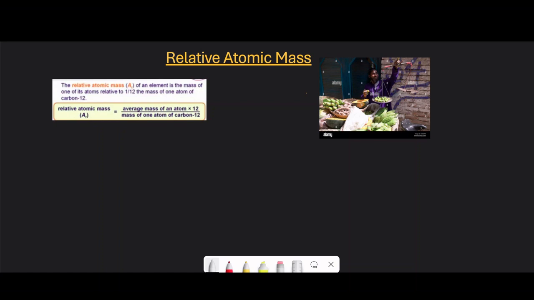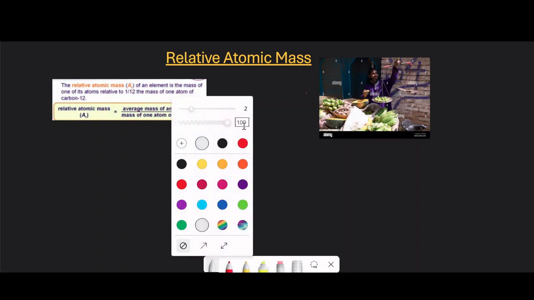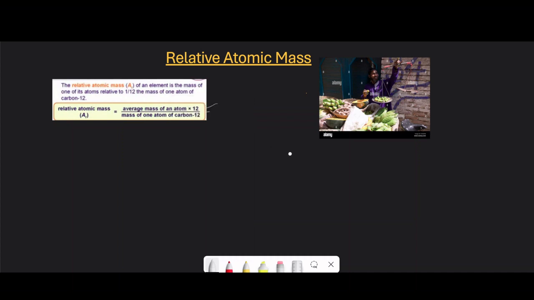As we can see, it is the mass of an atom of an element relative to 1/12 the mass of an atom of carbon-12. And we can also see the equation that is normally used to calculate it. But not many of us, unfortunately, really understand what this actually means and what this is trying to tell us. And once we understand it, we can actually appreciate the beauty behind the relative atomic mass.